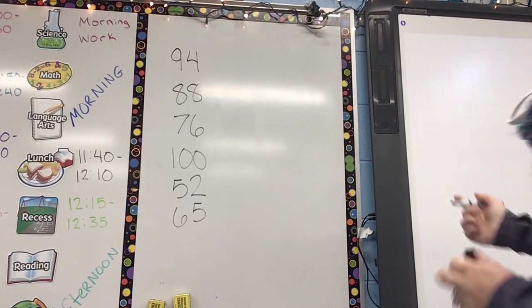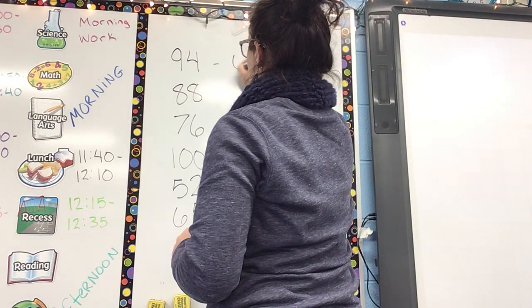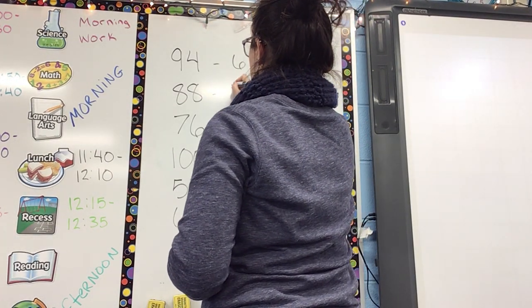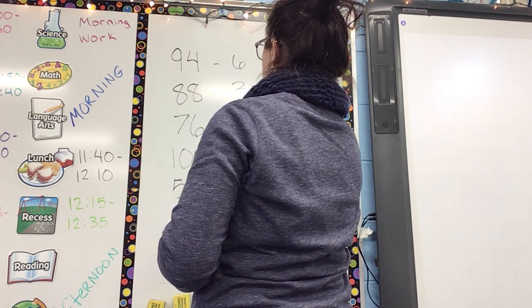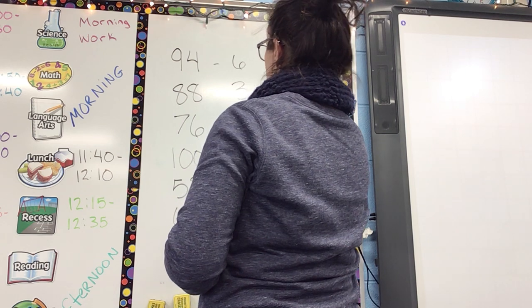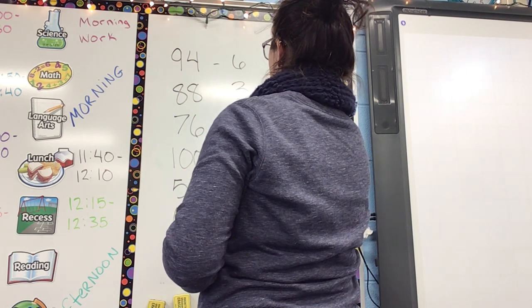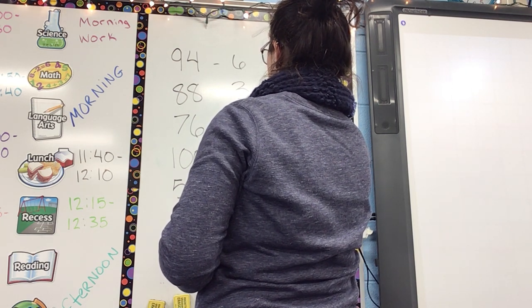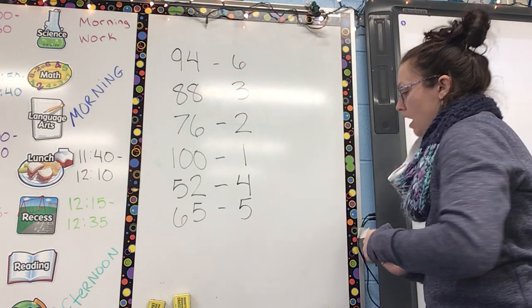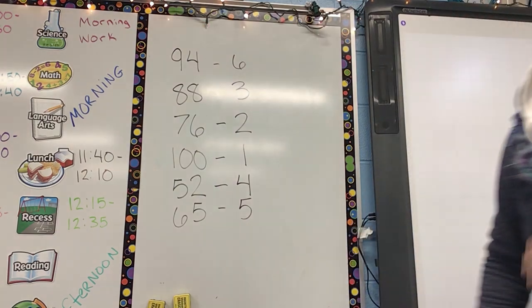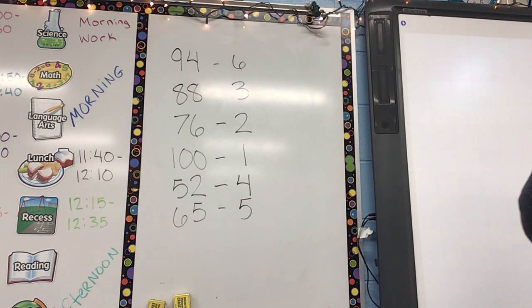And I had 6 people who had 94s. I had 3 people who had 88s. I had 2 people who had a 76. 1 person who had 100. I had 4 people who had a 52. And 5 people who had a 65. And there are other scores too, okay? But these were just some of the scores that we had.